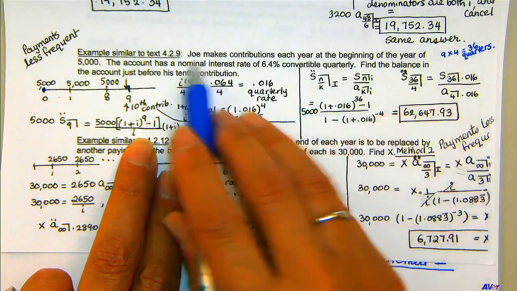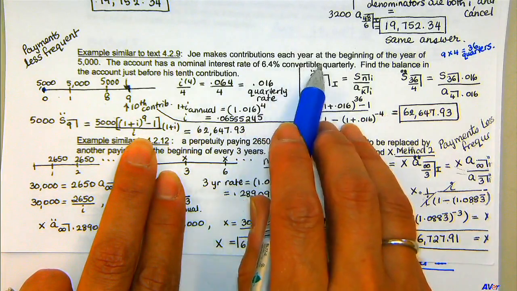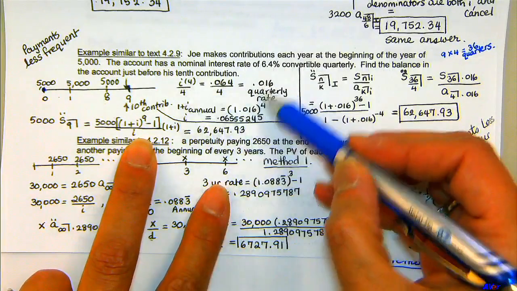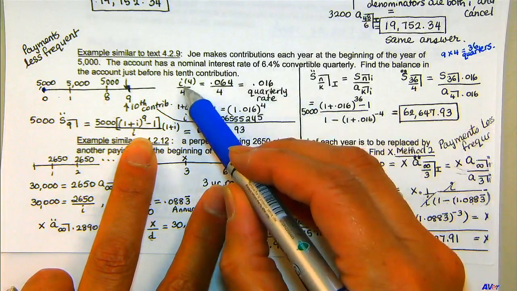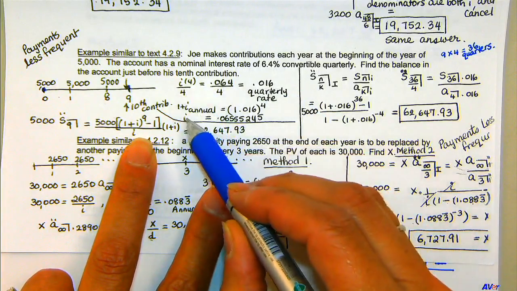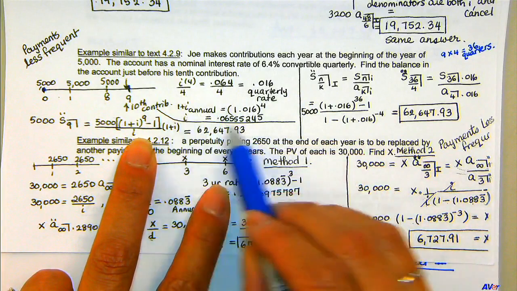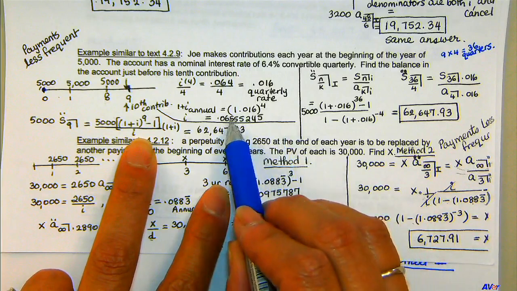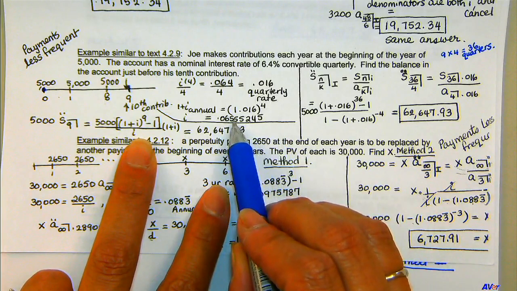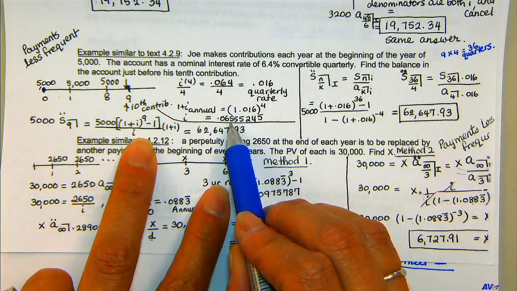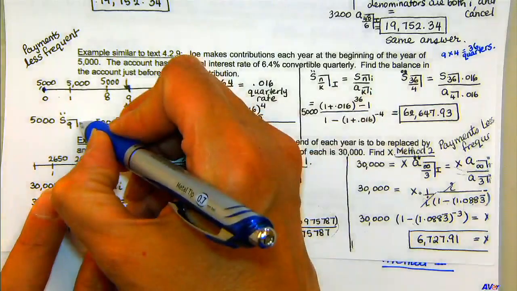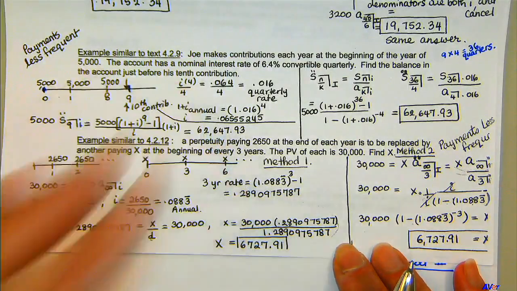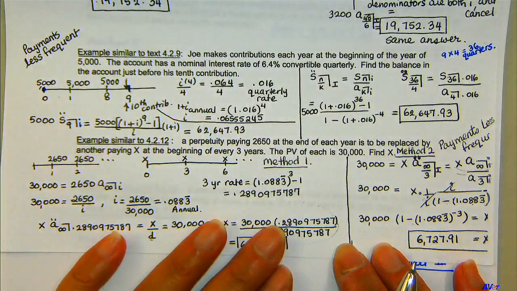at the proper rate. Joe makes contributions each year at the beginning of the year. So I have to find the annual rate, right? Quarterly rate is not good enough. So after I do I4/4, I better find the annual rate by going 1 plus I equals 1 plus quarterly rate to the 4th power. And then the annual rate is used here because payments are occurring annually. So this would be at I. And then you clean it up. So this is our old method. Nothing new, nothing changed here.